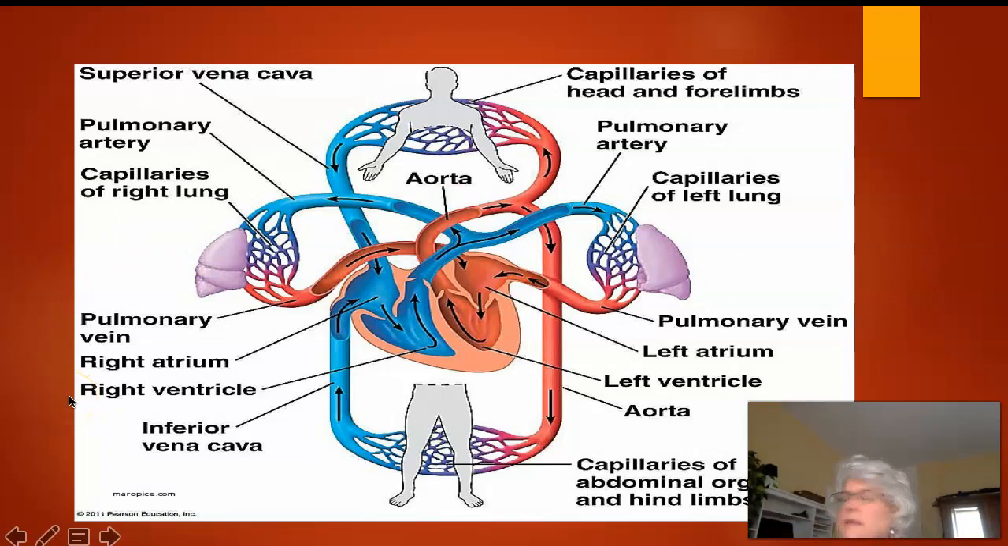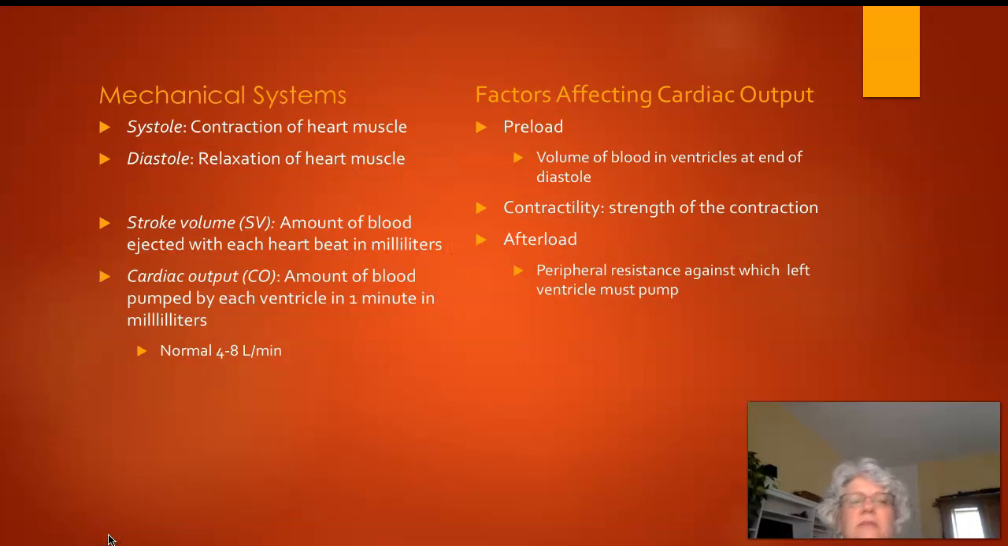Okay, I think that's about all we need to talk about when we're talking about the cardiovascular systems. So these are some terms that I just wanted to remind you of. I'm sure you've learned them. Systole is when the heart's contracted. Diastole is when the heart's relaxed. So we learned about that when you were studying blood pressure.